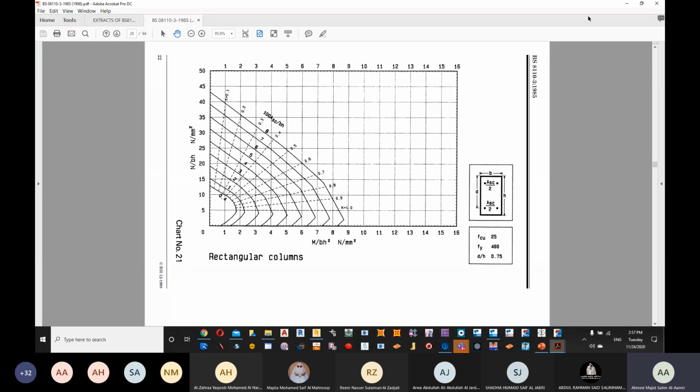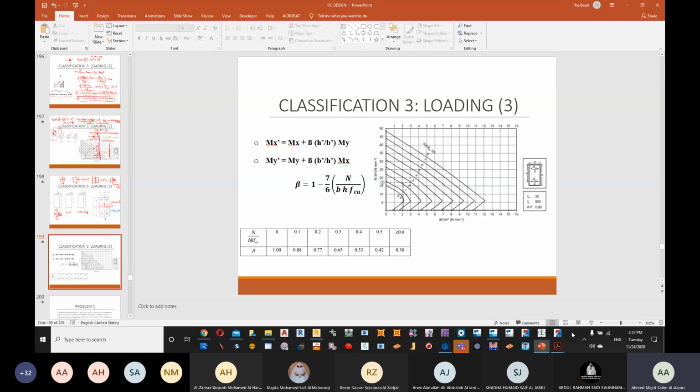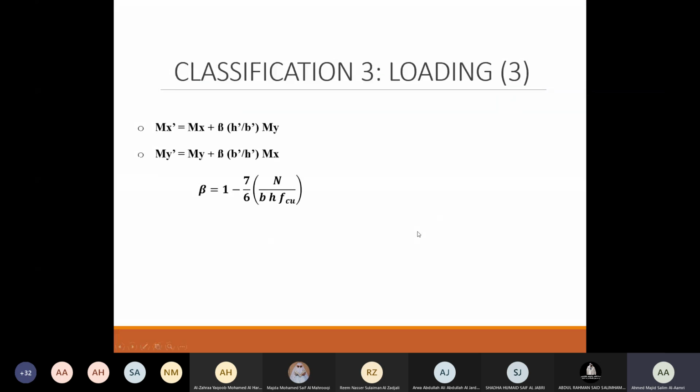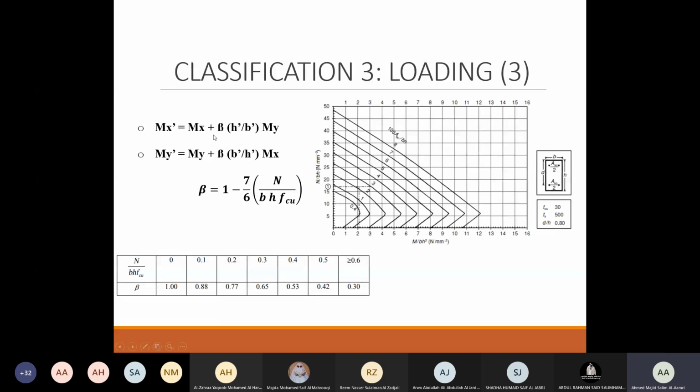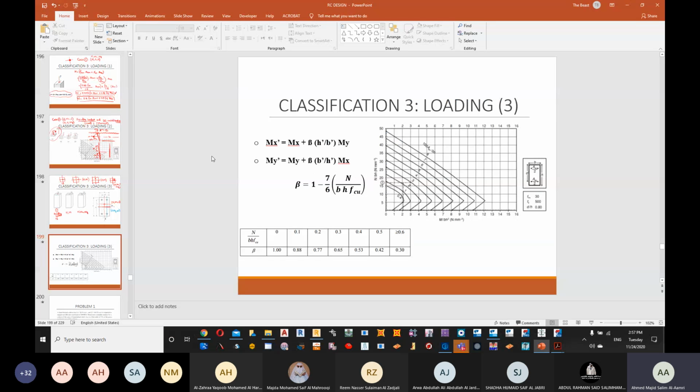Now, in case of a biaxial, we have two M values. We have MX and we have MY. And the code has given you two equations, one is MX dash and one is MY dash. Which one to choose depends on a certain condition given by the code.